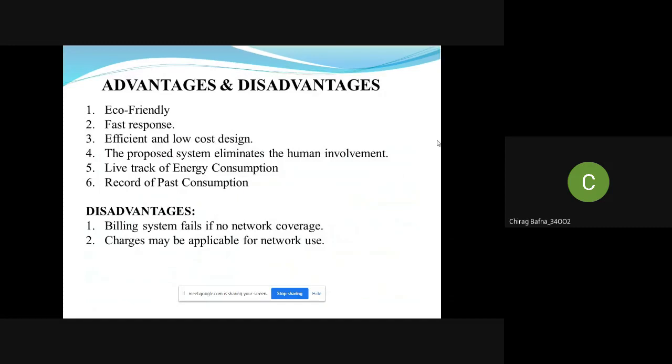These are the advantages. First one is that it is eco-friendly. After that, fast response, definitely. Efficient, low-cost design. Live tracking is possible. Through live tracking, we get the reading, and definitely we can cut out the supply very easily. And the disadvantage is that if our network coverage is slow, then the billing system fails. And yes, it's expensive, definitely. Charges may be applicable for the network use.